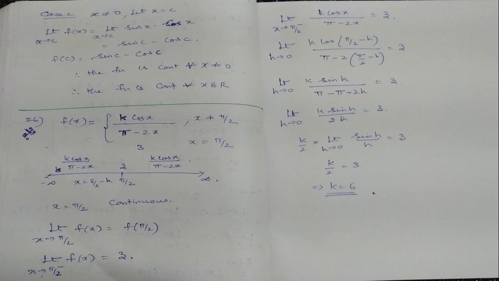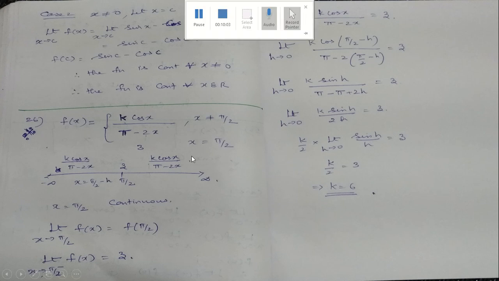Find the values of k so that the function is continuous at the indicated points in exercises 26 to 29. Now f of x is equal to k cos x by pi minus 2x when x is not equal to pi by 2, and it is equal to 3 when x is equal to pi by 2. This is a very important question, very easy question also. The function is continuous, it is given. All you have to do is make left hand limit equal to right hand limit equal to value of the function.